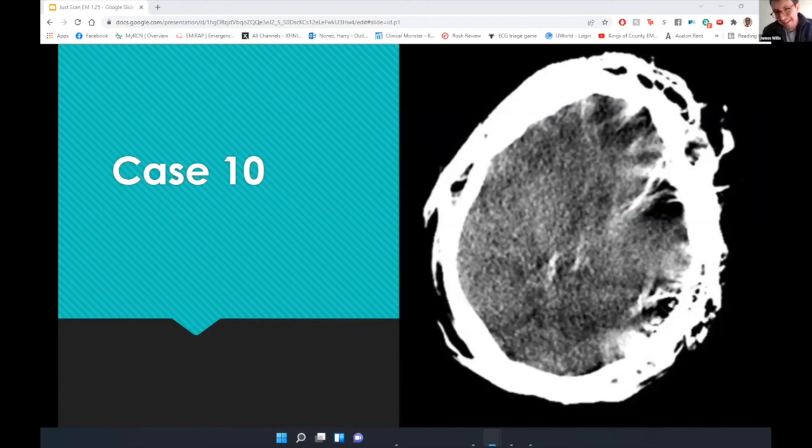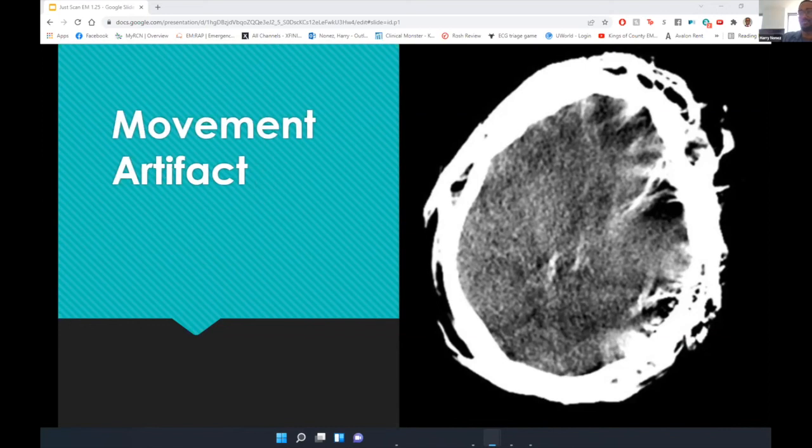I don't know if she moved in the scanner, but it's difficult to really read it. I don't know if there's air where it's not supposed to be, or if that's just fluid. It's really difficult to read it. Yeah, I agree. And the answer is actually movement artifact. So it's good to know when you can see good pathology, but then also know when things are wrong. So in this case, this is movement artifact.